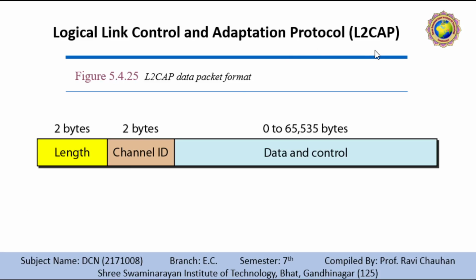Next is L2CAP, meaning logical link control and adaptation protocol. L2CAP, where L2 is equal to 2L, means logical link. It is roughly equivalent to the LLC sublayer in our LANs. It is used for data exchange on an ACL link. SCO channels do not use the L2CAP.